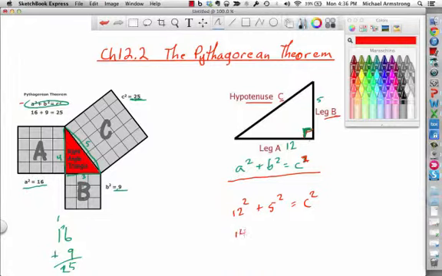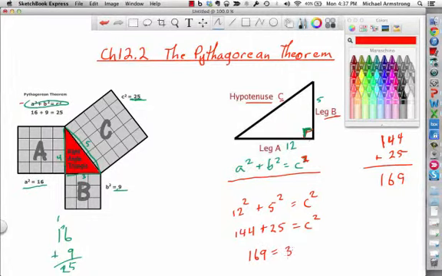12 squared is 144. 5 to the second power is 25. And that equals c squared. We still don't know, but we can add up 144 plus 25. 4 plus 5 is 9, 4 plus 2 is 6, and 1, so it's 169. Now that means that 169 is equal to c squared. So if we wanted to find out what c was all by itself, we'd take the square root of 169, because that kind of undoes that square.